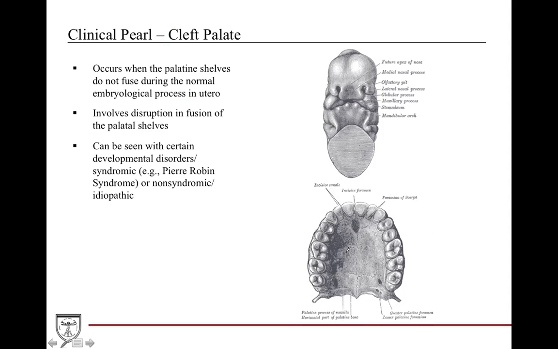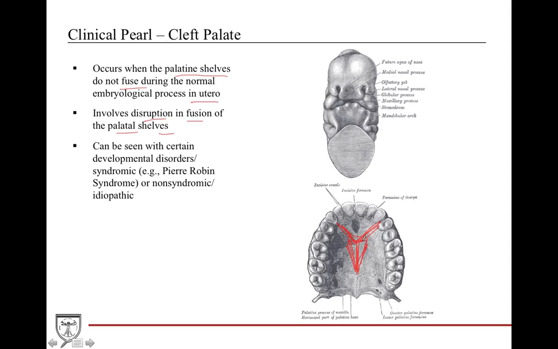With cleft palate, this occurs when the palatine shelves do not fuse in normal embryological processes in utero. This is usually just caused by some sort of disruption of fusion of the palatine shelves, and usually right around here is where you're going to get that cleft lip, cleft palate, and then here is where you can see that cleft palate, that wide gaping.